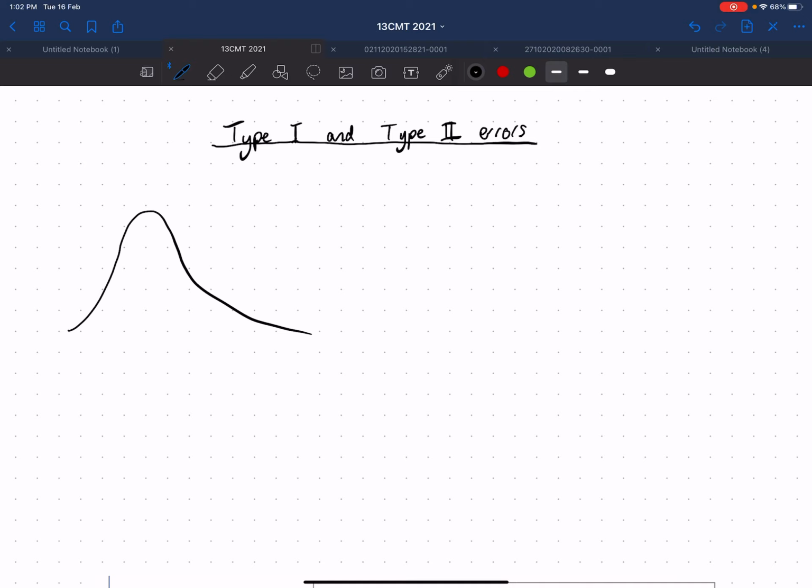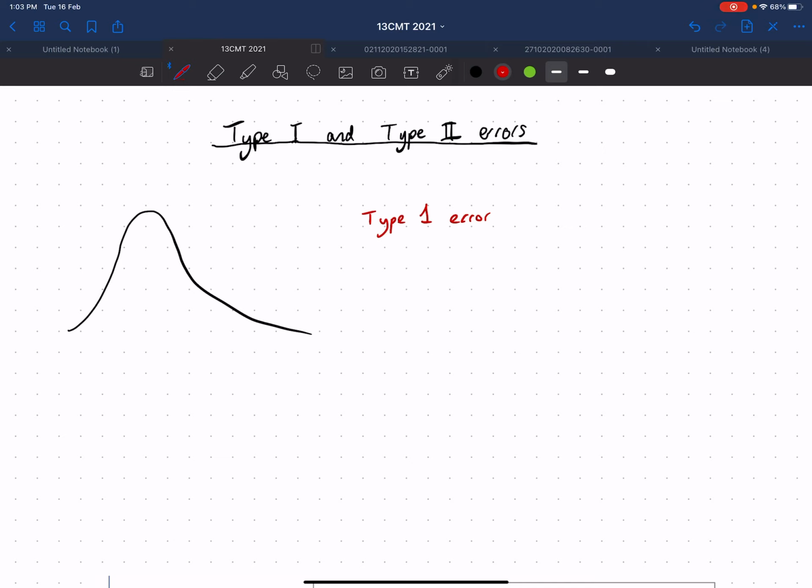But basically, a type 1 error is where there has not actually been a change in the statistics for probability of something happening, but you end up rejecting your null hypothesis and accepting your alternative hypothesis.